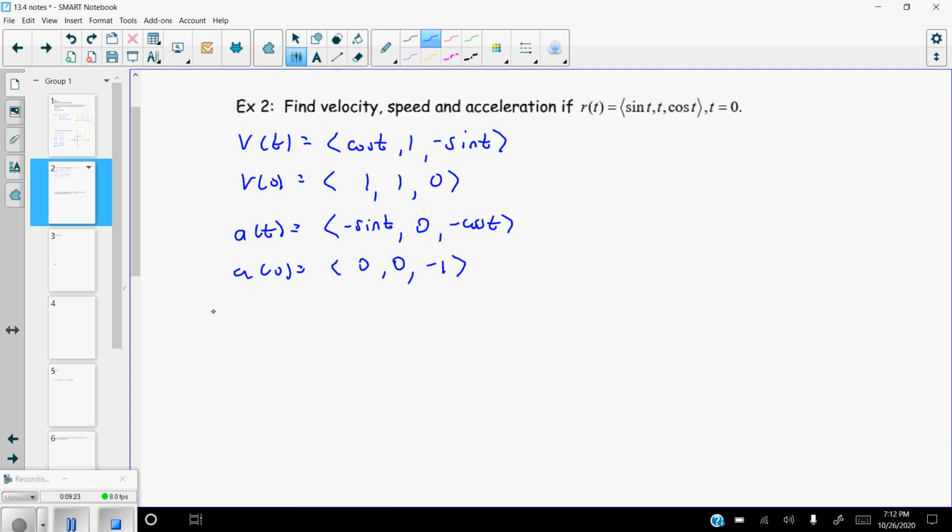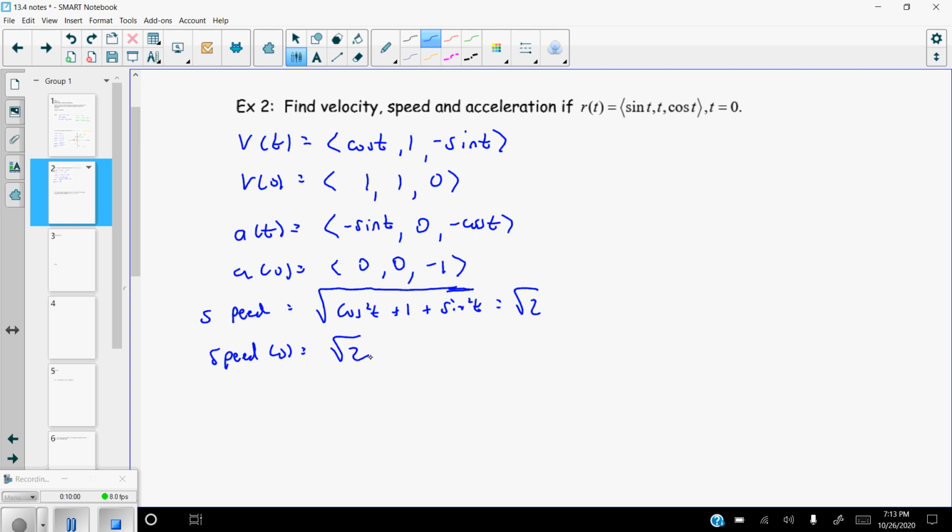And then we'll find the speed, which is the magnitude of velocity. So that's going to be the square root of cosine squared t plus 1 plus sine squared t, since squaring the negative gives plus sine squared t. So underneath that radical, you've got cosine squared plus sine squared, which is 1, plus 1 more, so the square root of 2. So the speed at 0, or the speed anywhere on this curve, is going to be the square root of 2.